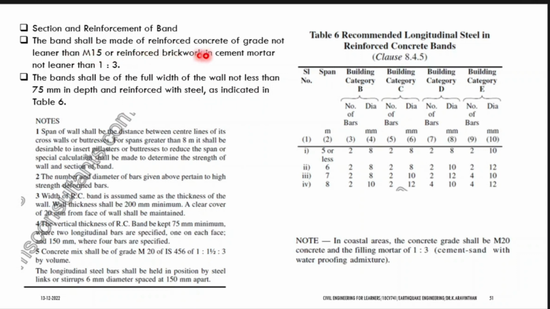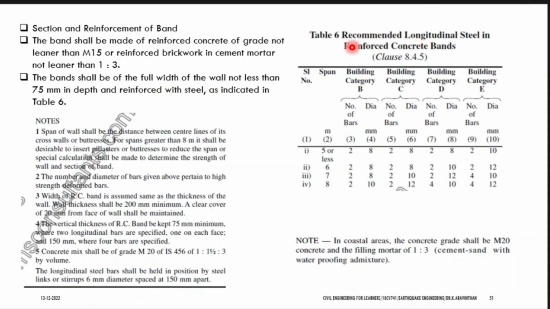Reinforcement brickwork in cement mortar shall not be lean than 1:3. Band shall have a full width not less than 75 mm. Above the window you should not have less than 75 mm. More than that you should provide the thickness. And as indicated in table 6.